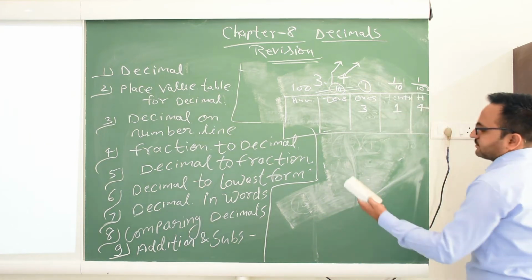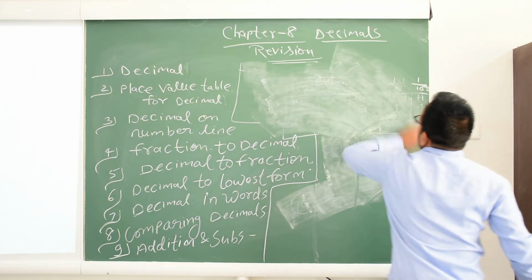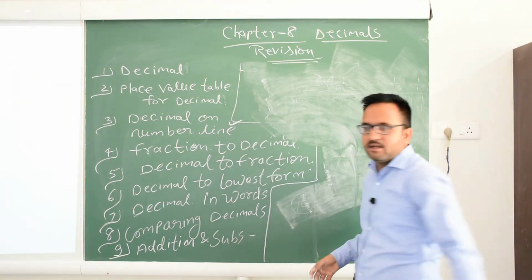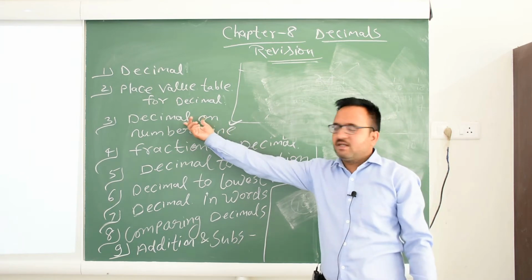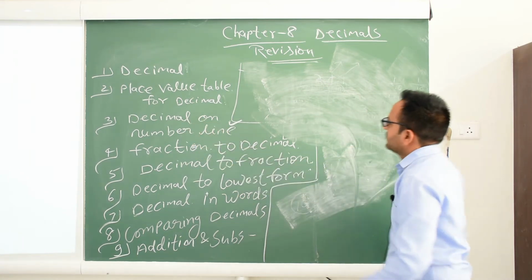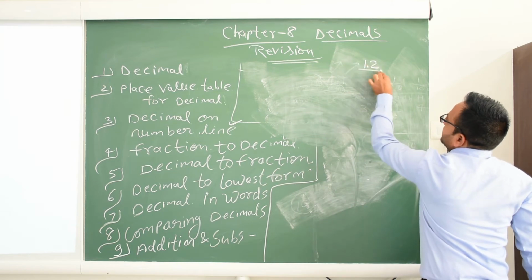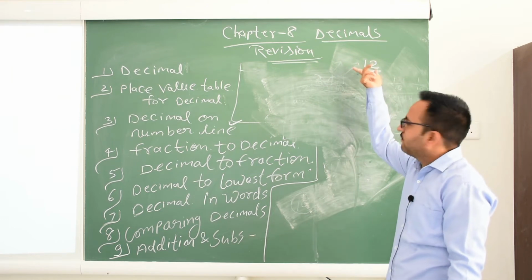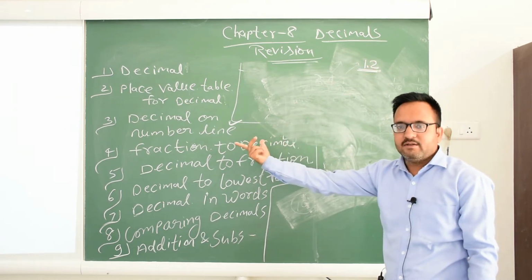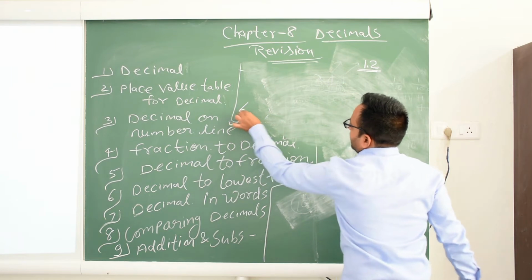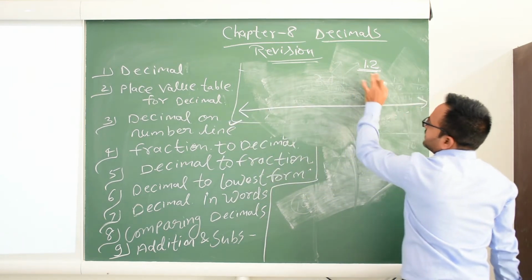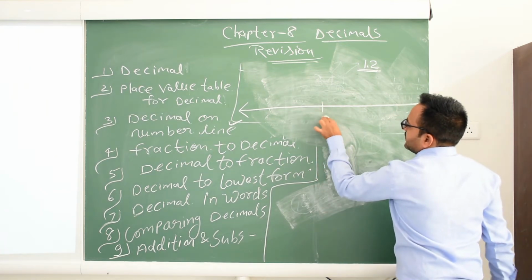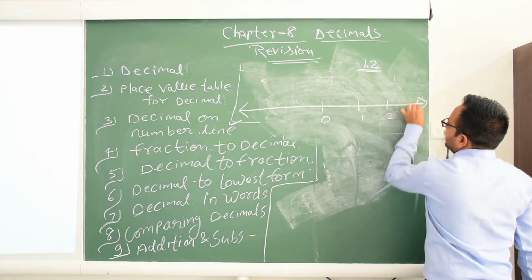Now your next topic is decimals on the number line. How do we put any decimal number on the number line? We take 1.2, a decimal number. So how do we put 1.2 on the number line? First we draw the number line, and this is the positive side. We use 0, 1, 2 and 3.